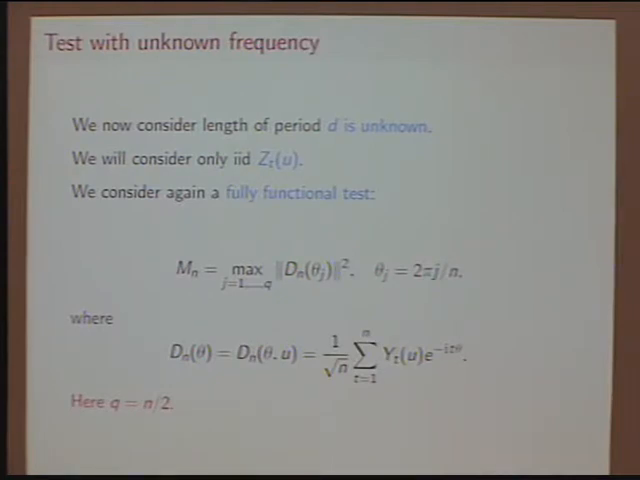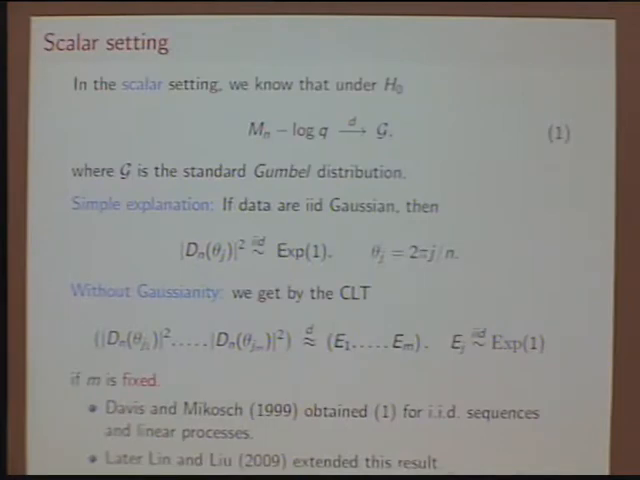In the scalar setting, this is a well-known object. Under the null hypothesis that there is no periodicity, this M_n, the maximum value of the periodogram, appropriately centered, converges to a Gumbel distribution. This is not surprising. It is an extreme value distribution. We're looking at the maximum of a sequence of statistics, so it's converging to a Gumbel.